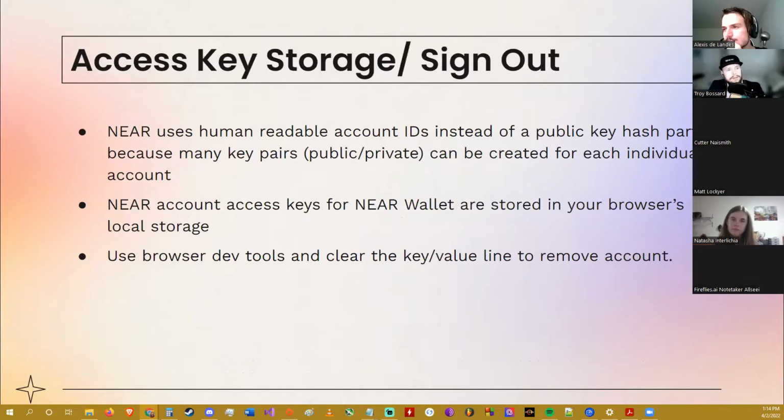You may be wondering a little bit about access key storage and sign out. So Near uses human readable account names instead of a public key hash, partly because many key pairs can be created for individual accounts. Near account access keys for Near Wallet are actually stored in your browser's local storage. You can use browser dev tools to clear that or interact with it. If you go to your Near wallet, inspect the page, and go to Application, you can actually see information about the key stored within your browser's local storage.